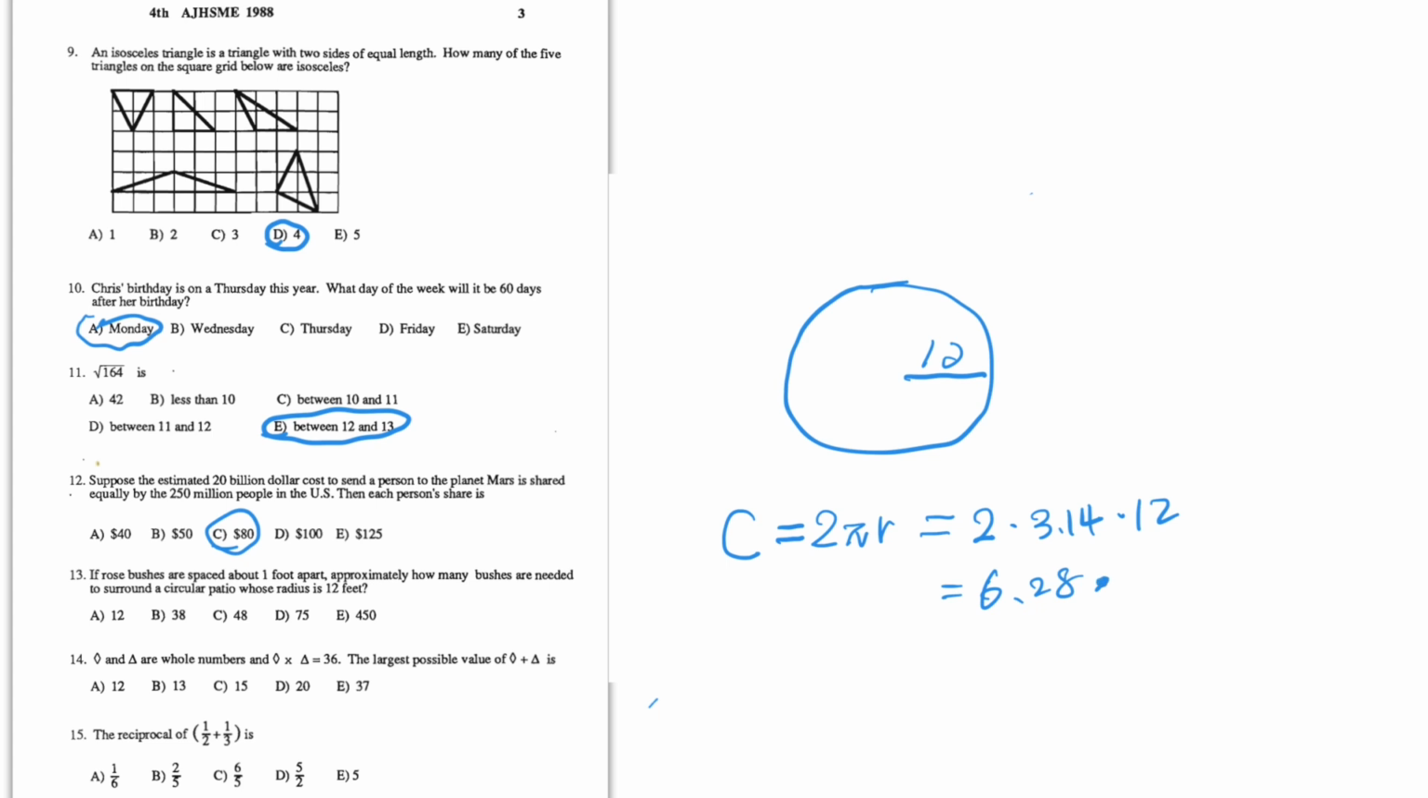6.28 times 12. Now we don't need to calculate exactly. We just estimate. So 12 times 6, that's 72. So the number of bushes is more than 72. But 12 times 7, that's roughly 84. So the number of bushes is between 72 and 84, only D, 75, falls between these two numbers. So the answer is D.